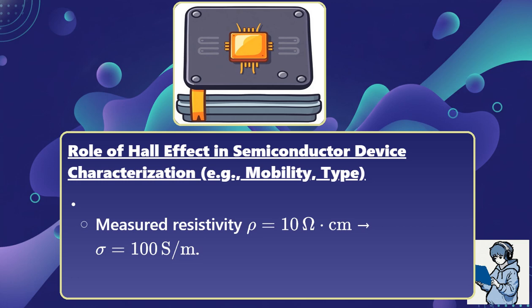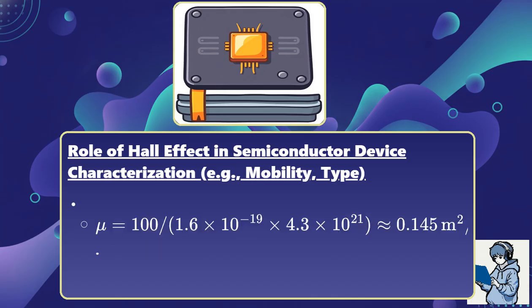Measured resistivity rho = 10 ohm centimeter gives sigma = 100 Siemens per meter. Mu = 100 divided by 1.6 times 10 to the minus 19 times 4.3 times 10 to the 21, approximately 0.145 square meters per volt second, which equals 1,450 square centimeters per volt second.